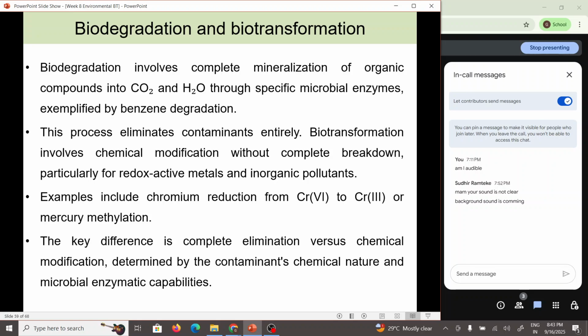In the chromium 6+ state, it is very toxic and it causes many diseases. Same with metallic mercury, it can cause many diseases. But when we transform it to a chromium 3+ state, or when we add a methyl group to the mercury to make it methyl mercury or methylated mercury, then the toxicity decreases. So this is the biotransformation process.